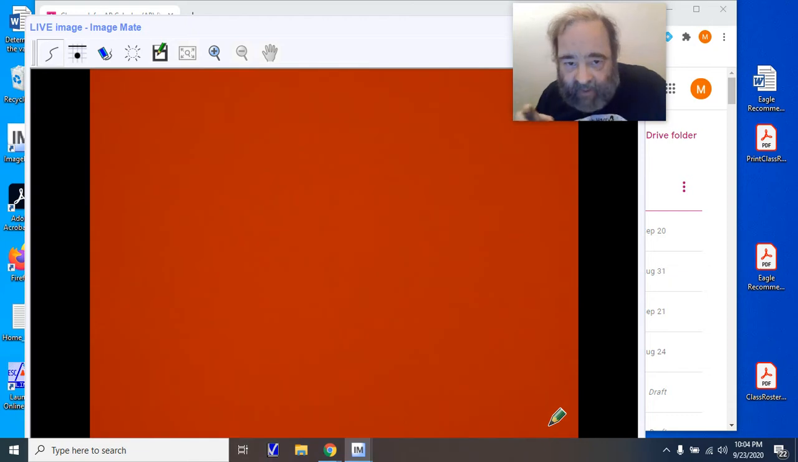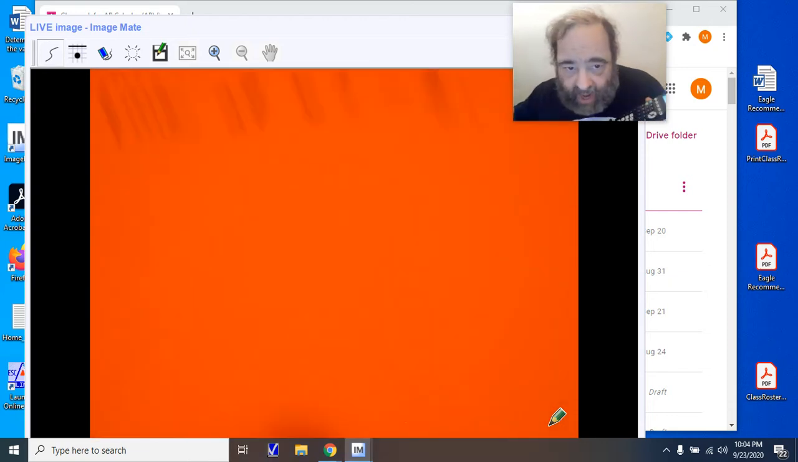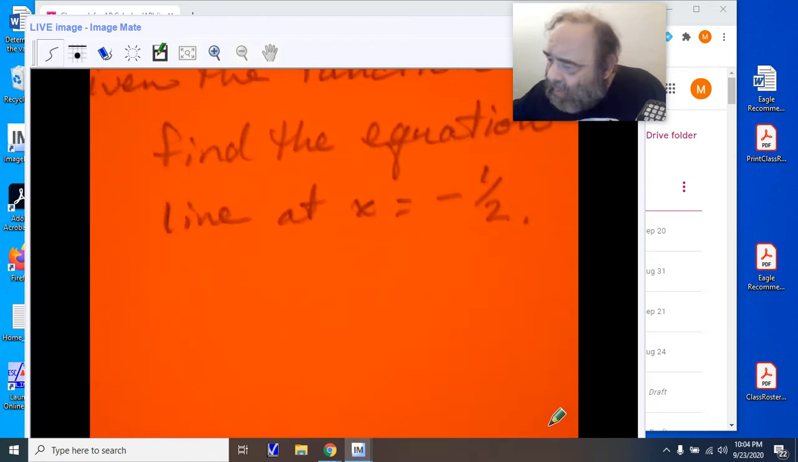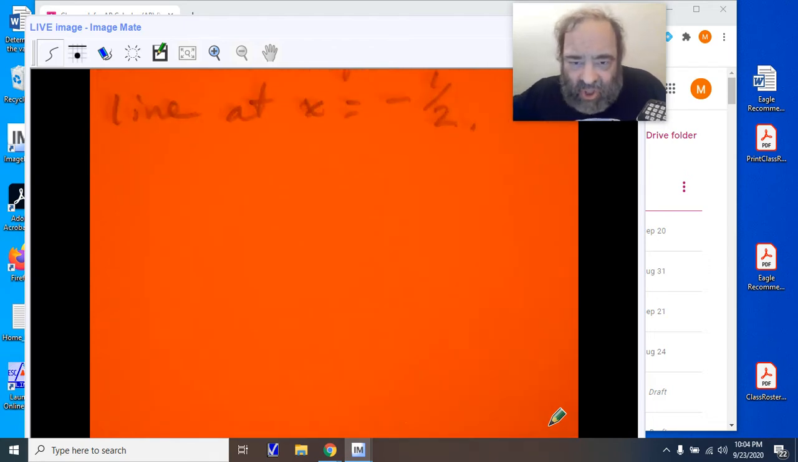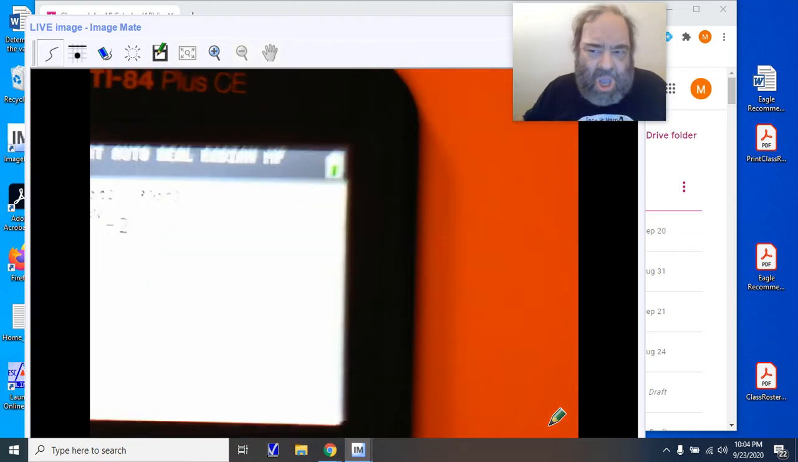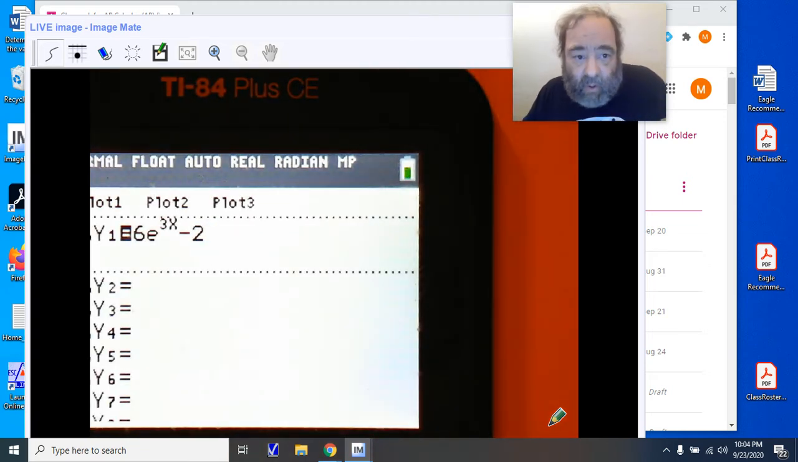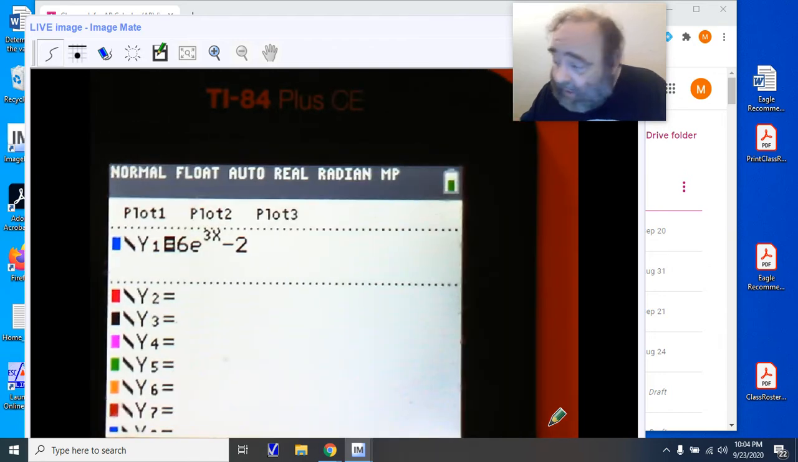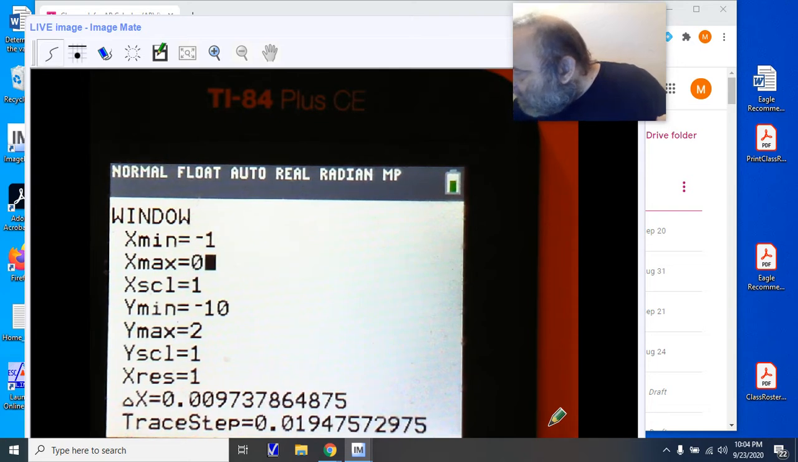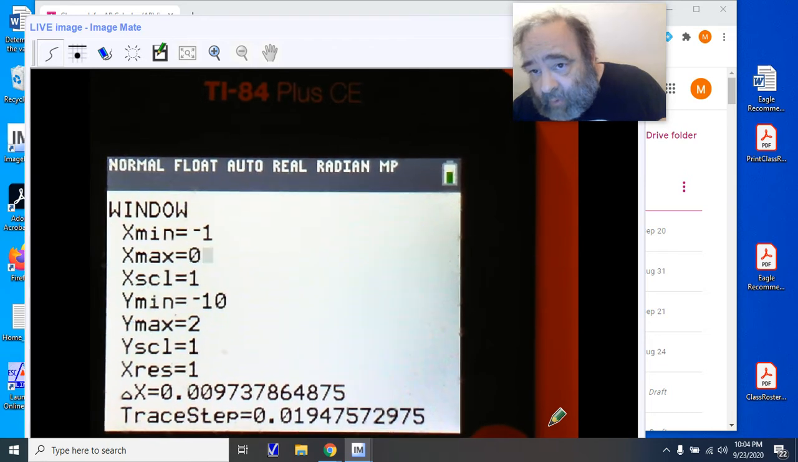So if I'm looking for the value at negative 1/2, then I want to think about, well, what's a reasonable domain? I don't want something so huge that I can't use it. So I'm going to go, oh, how about negative 1 to 0? Negative 1/2 is on that interval. So Windows, negative 1 to 0.